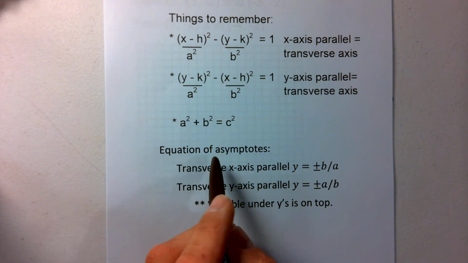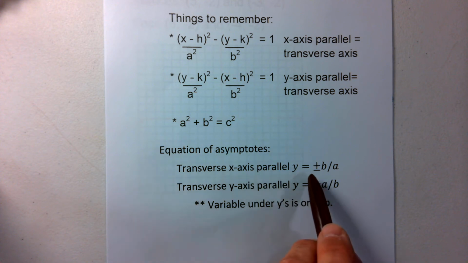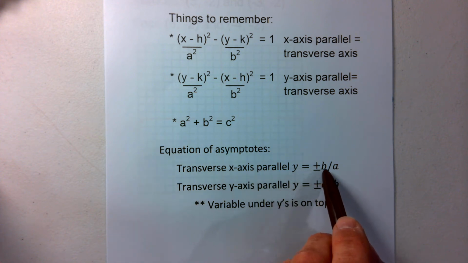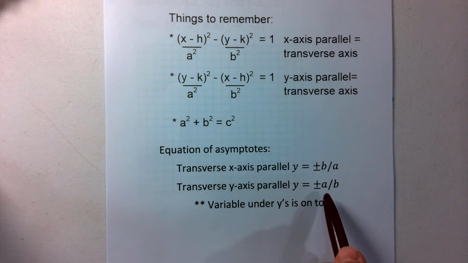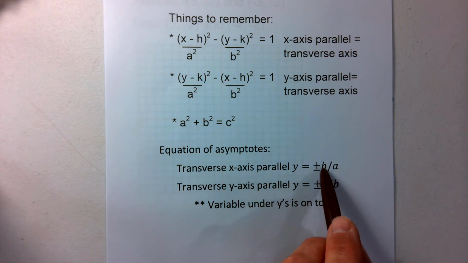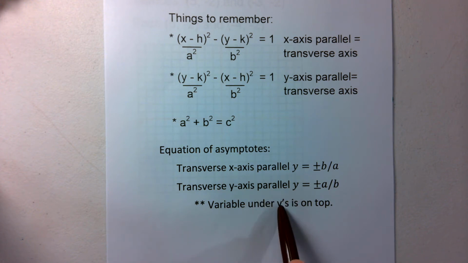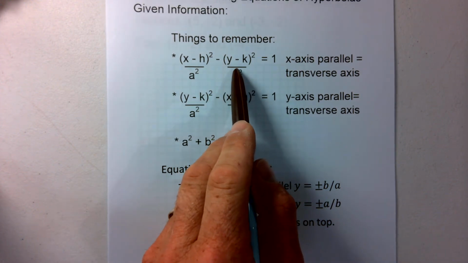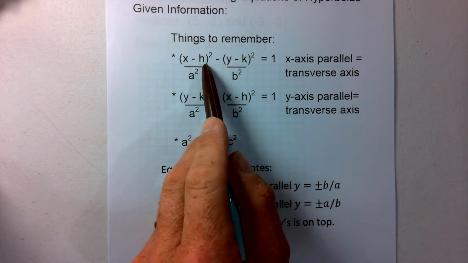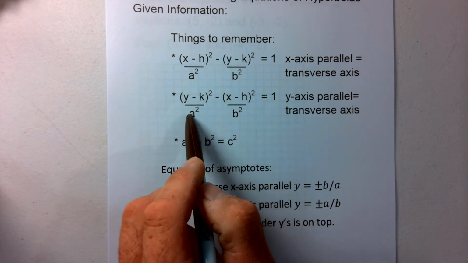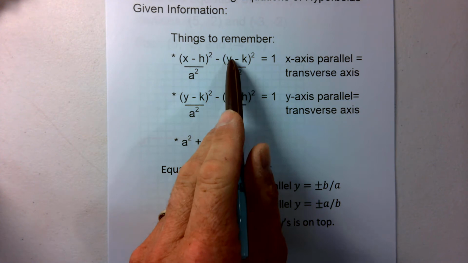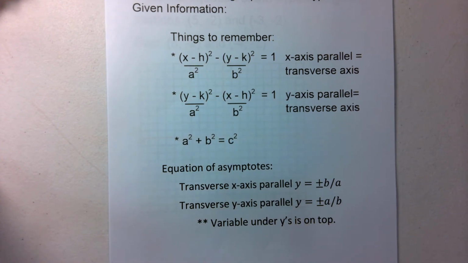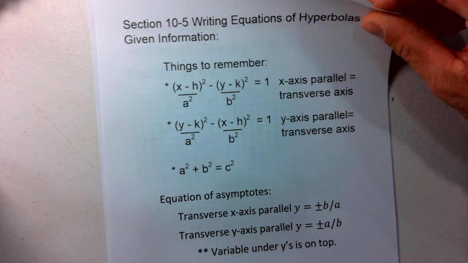And the equation of the asymptotes. If we're parallel with the x-axis, then y is going to equal plus or minus b over a, whereas if the transverse axis is parallel to the y-axis, then the equation of the asymptotes is going to be y equals plus or minus a over b. Remember that these values, a and b, are going to be what's under the y value. Here our y's came first, so that's going to be a over b. So whatever goes with our y value goes first or on top with our asymptotes. Just a friendly reminder there.